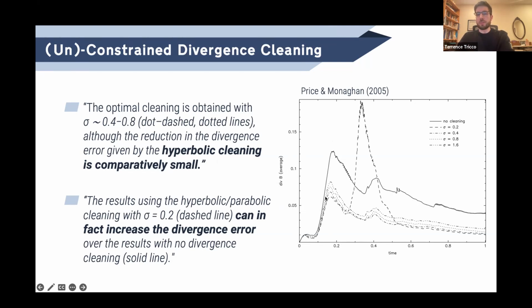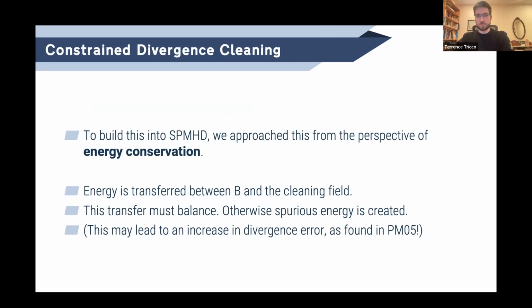If you apply cleaning, most of the time you'll get basically a factor of 2 reduction. Sometimes, if your parabolic cleaning is not strong enough, you can actually end up with an increase in div B over the no cleaning case, which increases by a factor of 2 to 3 here. So the hyperbolic cleaning is comparatively small and can in fact increase the divergence error. So how do we go from that to now all problems have been solved?